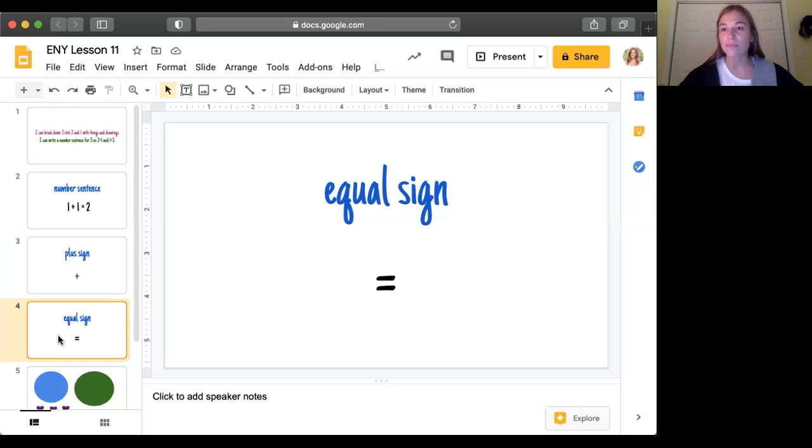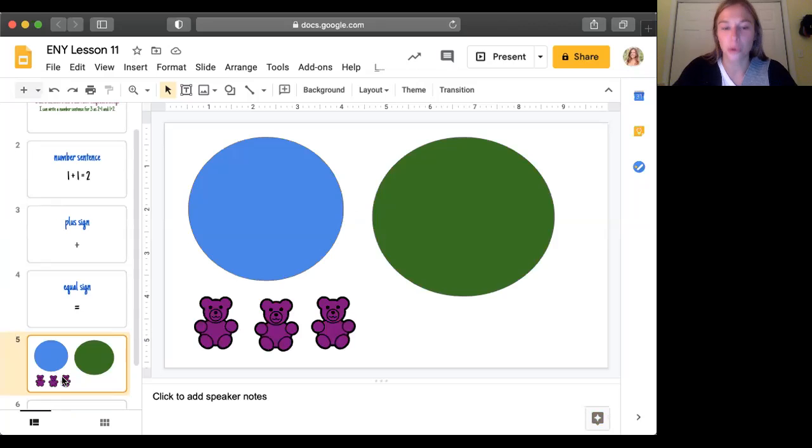So today we are going to be using our number sentences and our plus and equal signs. And scholars, we are going to be using these all year. So let's get started. Miss Weed has a little story for you guys. So there were 3 bears.